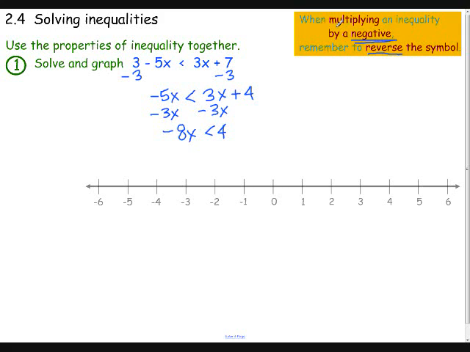Now I can use my multiplication. And I'm going to remember to reverse the symbol because I'm going to multiply by negative 1/8. That'll give me x greater than negative 1/2, and when I graph this, negative 1/2 will take me right here. Open or closed? That's right, it's open, there's no equal. And it's going to be greater than, so I'm going to go for all the numbers larger than that.